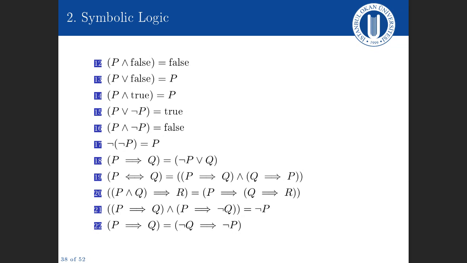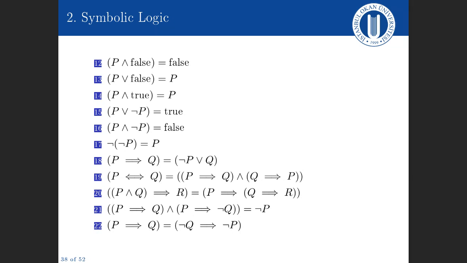Number 15, P or not P. If P is true, then not P is false. So we have true or false. At least one of them is true, so that's true. If P is false, then we have false or true. At least one of them is true, so that must be true. 16 is similar. P and not P is always false, because at least one of them must be false.